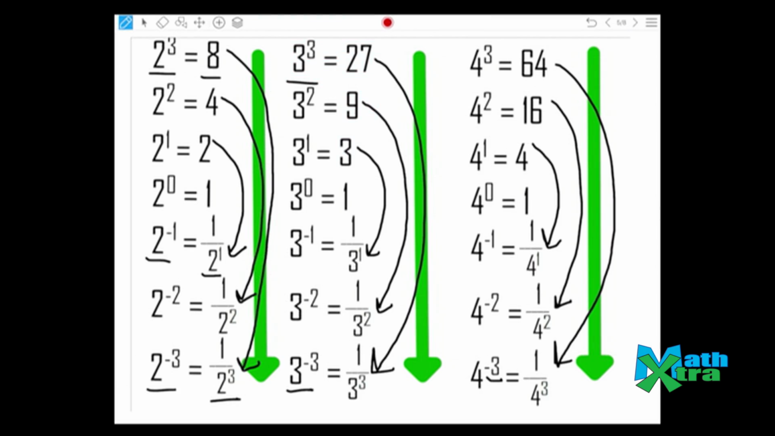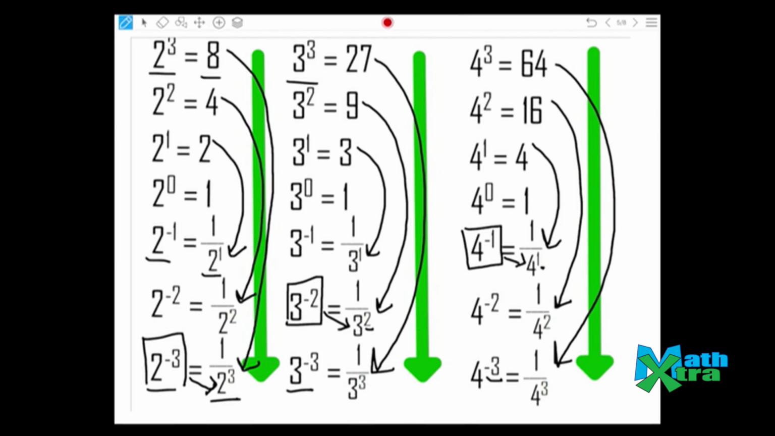So 2 to the negative third power is now 1 over 2 to the third power. 3 to the negative second power is now 1 over 3 to the second power. 4 to the negative first power is now 1 over 4 to the first power. So, this is what I'm seeing. If it's a base and a negative power, the base is flipping and the power is becoming positive.